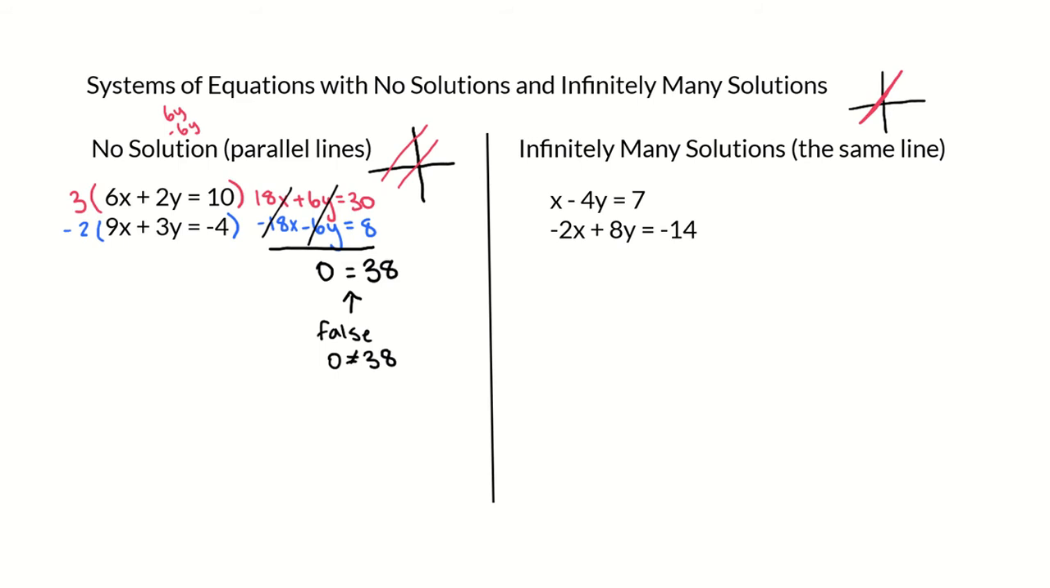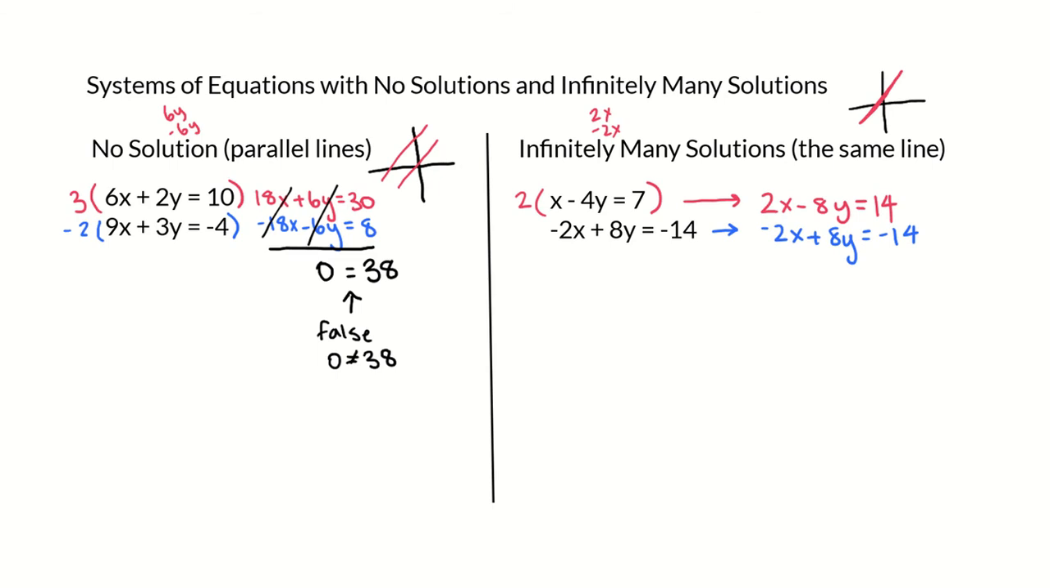Now when you're solving a system with infinitely many solutions, something else happens. In this system, let's line up the x's. So since we have 1x and negative 2x, we could line up the x's with 2x and negative 2x. So we'd multiply the top equation by 2. And we'll leave the second equation as it is. So multiplying the top equation by 2, we get 2x minus 8y equals 14. And then the bottom equation we'll just leave exactly as it is. So negative 2x plus 8y equals negative 14.